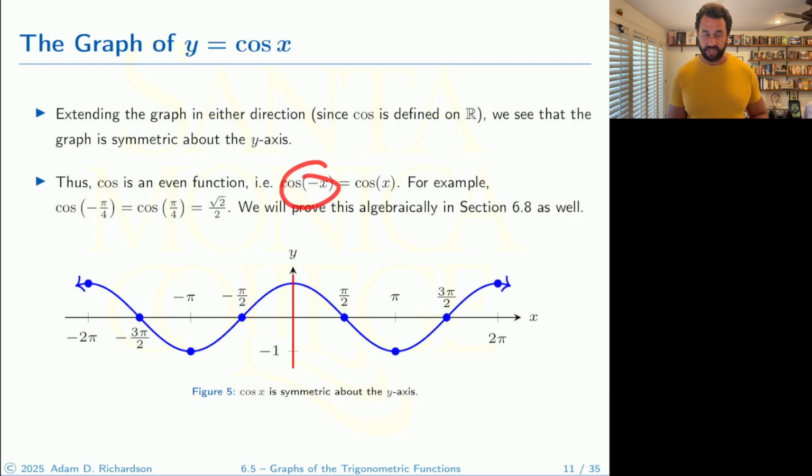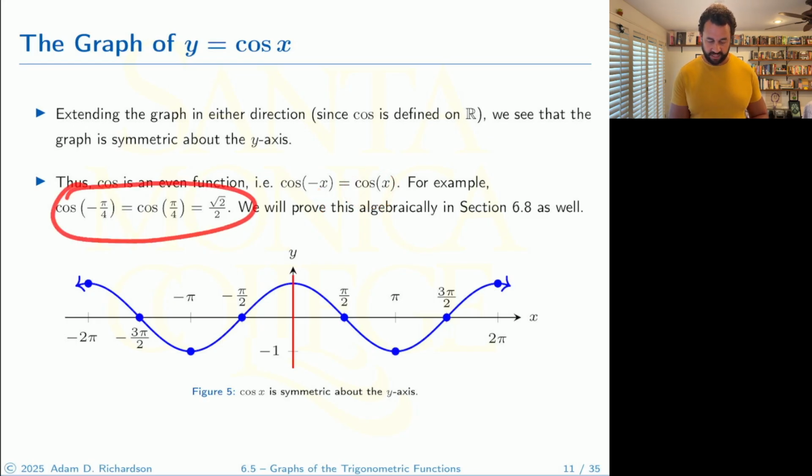And what that means is changing the sign of the input does not change the sign of the output. So here at pi, I get negative 1. But at negative pi, I also get negative 1, right? So no change. Changing the sign of the input doesn't change the sign of the output.